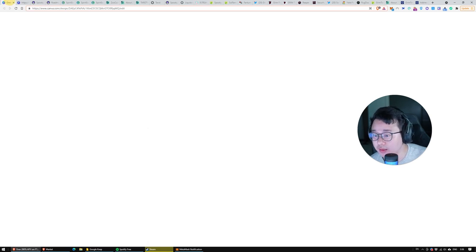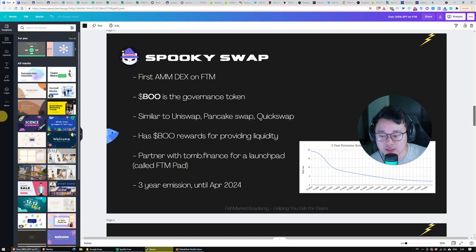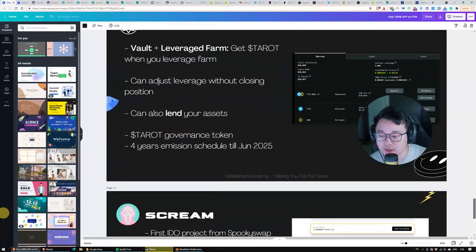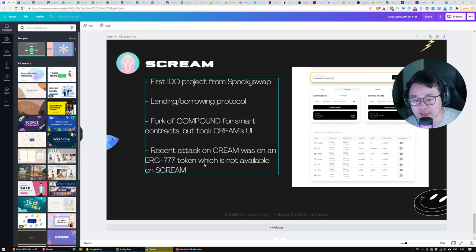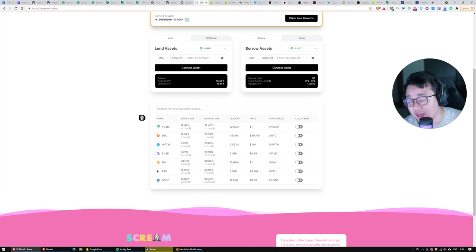So I'm not super technical, so I'm not sure if it's super safe, because if we take a look at Scream, there was actually a recent attack just last week on Cream Finance. Cream Finance has always been attacked multiple times already, so generally I would avoid using Cream Finance or any applications that has Cream Finance in its code. But this attack is not applicable to Scream because the attack on Cream was on an ERC-777 token, which Scream does not have. So I don't know if it's going to be an issue later down the road, but for now, the same attack cannot be done on Scream. Yep.